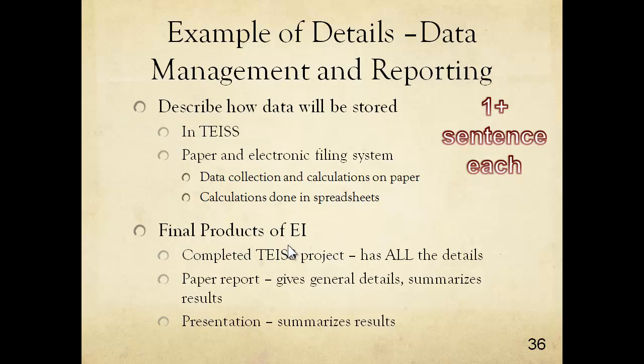The final products of your emissions inventory, the completed TEISS project, will have all the details, and that's the TEISS project. So that database that TEISS creates as you work through it will have all the details, especially if you fill in information using the QA/QC notes fields. The paper report will give general details and summarize results. And the presentation, if that's going to be one of your final products, will summarize results, and that presentation may be an executive summary to the emissions inventory or a presentation that you do to your department, for example.